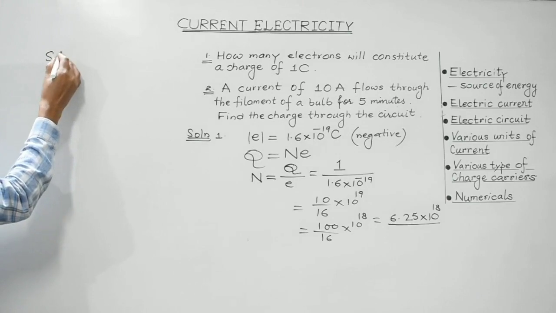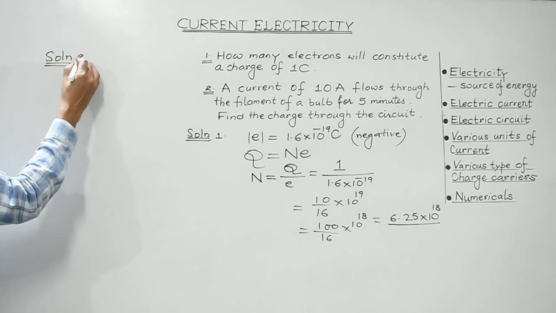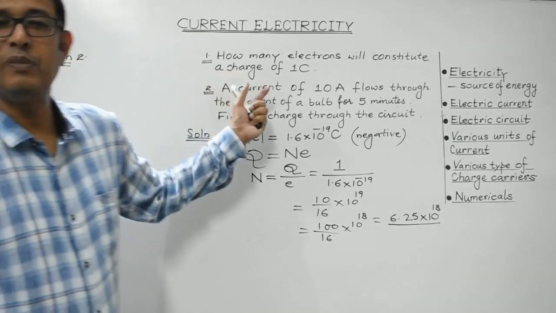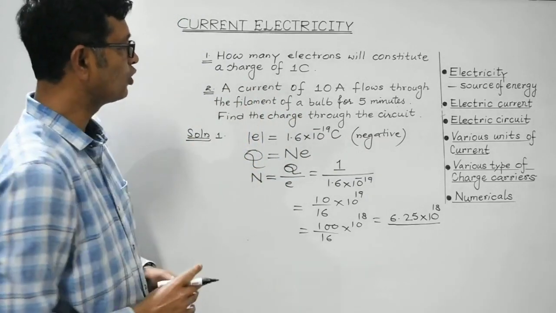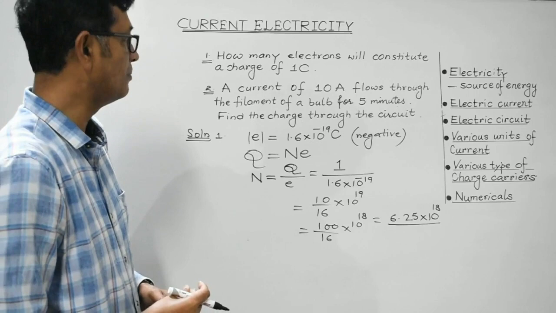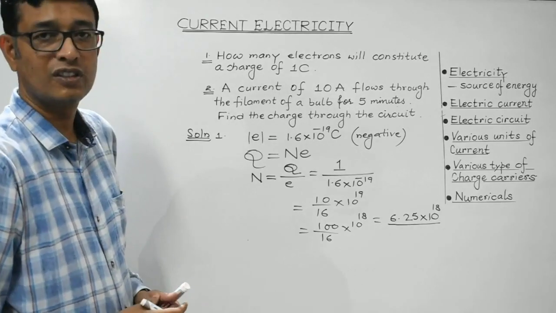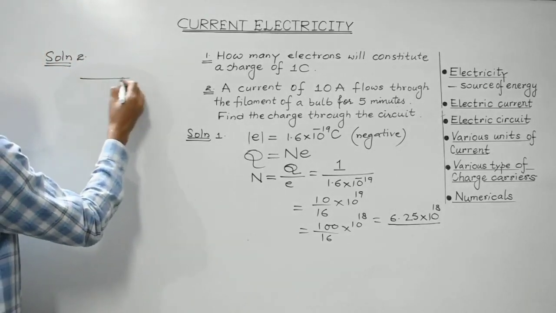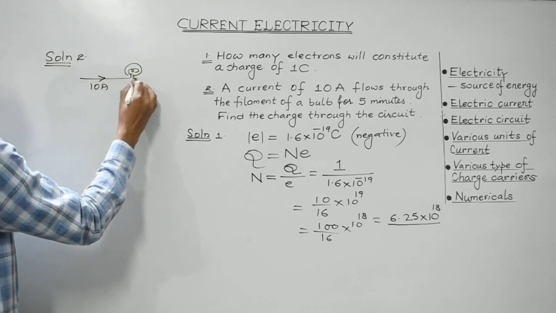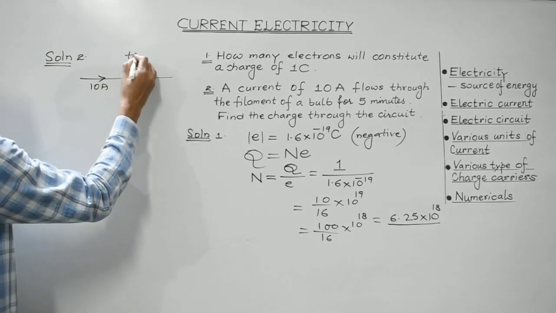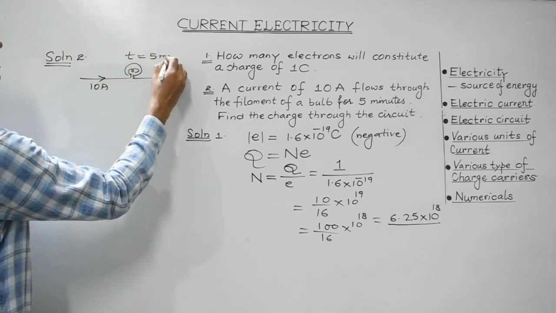Let's discuss the second question. It's a very basic fundamental question, right? A current of 10 ampere flows through the filament of a bulb for 5 minutes. Find the charge through the circuit. So this is a circuit and a current of 10 ampere is flowing, and this is a bulb, and it flows for a time of 5 minutes.